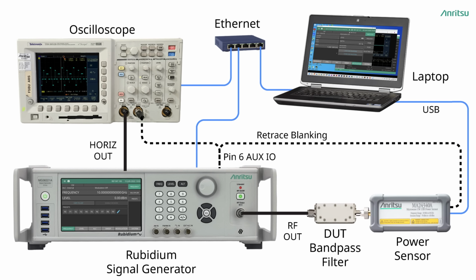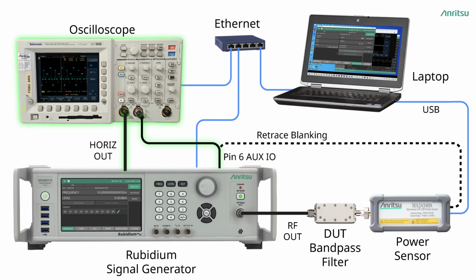Here is the measurement setup. RF output of Rubidium signal generator is connected to device under test, or DUT, which is a bandpass filter centered at 1.85 GHz. The output of DUT is connected to RF input of MA24340A USB power sensor. Rubidium's horizontal out is connected to channel 1 and the retrace blanking output to channel 2 of an oscilloscope initially, so that we can observe the synchronization between the two signals.